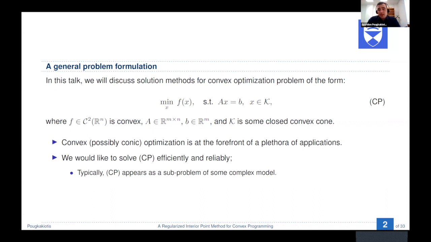Typically, we expect that convex optimization problems would appear as subproblems of some more complex model that could be non-convex, for example. For that reason, we want to find solution methods that can solve these problems accurately with minimal supervision, because we do not want to be changing our convex optimization solver every time a new problem appears.